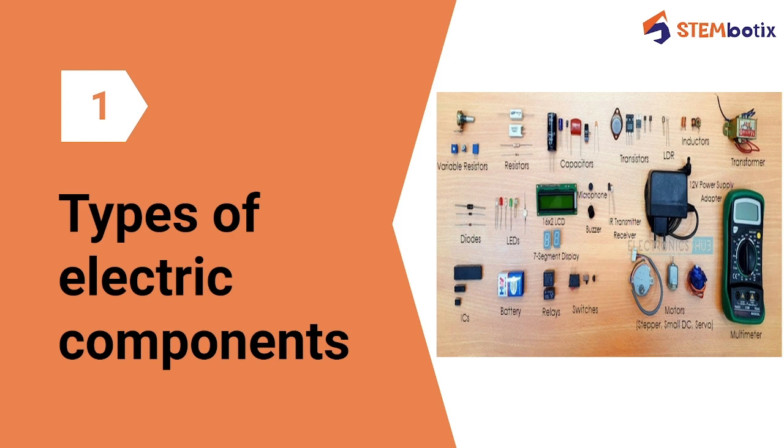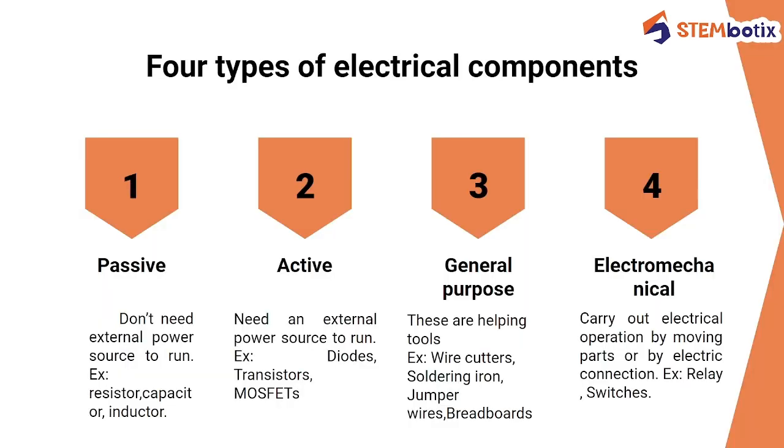So the first is types of electric components. Four types of electric components are there. The first one is passive, the second one is active, then general purpose tools, and after that the electromechanical tools. So first of all, what is a passive component? A passive component is the component which does not require an external power source to run. These are the components which can work without a particular or intended power source.